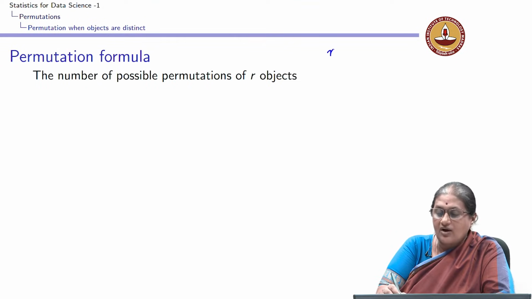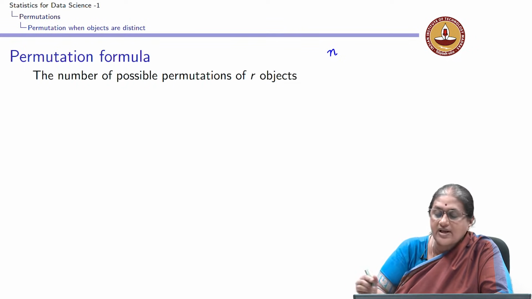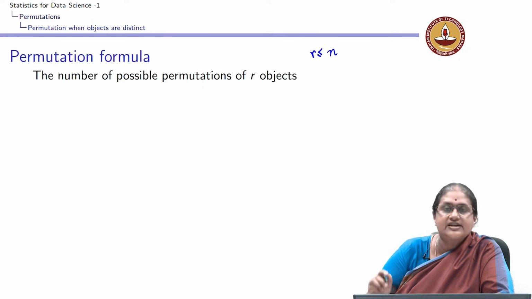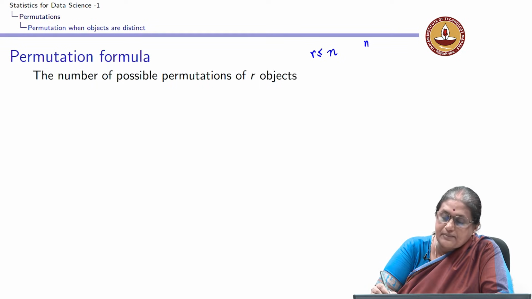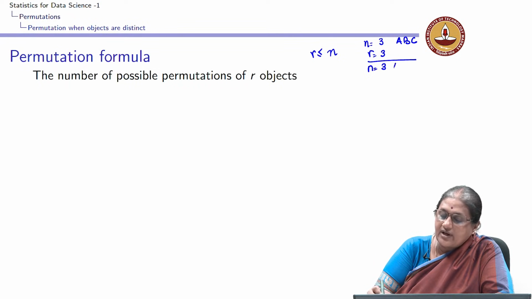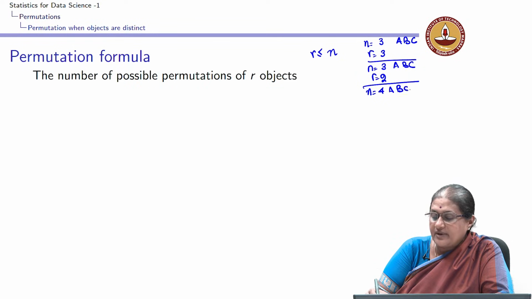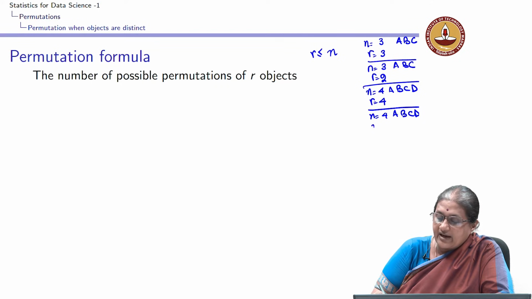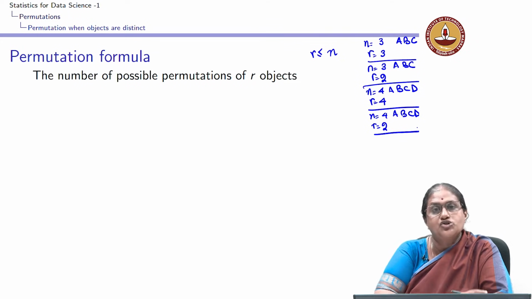I have n objects. Of this, I am choosing R objects. So, R is less than or equal to n. In my first example, when n was 3, I looked at A, B, C. I took it all at a time, so my R was also 3. The second thing, I took n equal to 3, again A, B, C, but I was looking at 2 at a time. So, my R was 2. My third example, n was 4, I looked at A, B, C, D. I again looked at all at a time, R was 4. My fourth example, I had A, B, C, D. I again looked at 2 at a time, my R was 2.